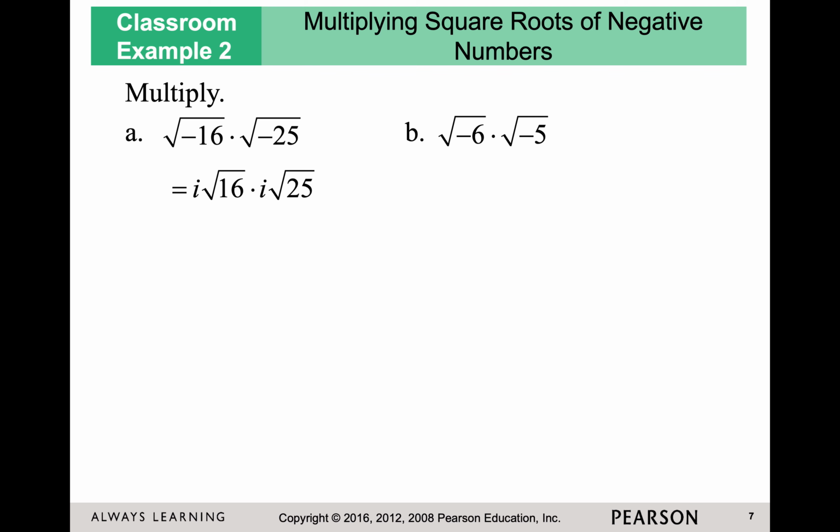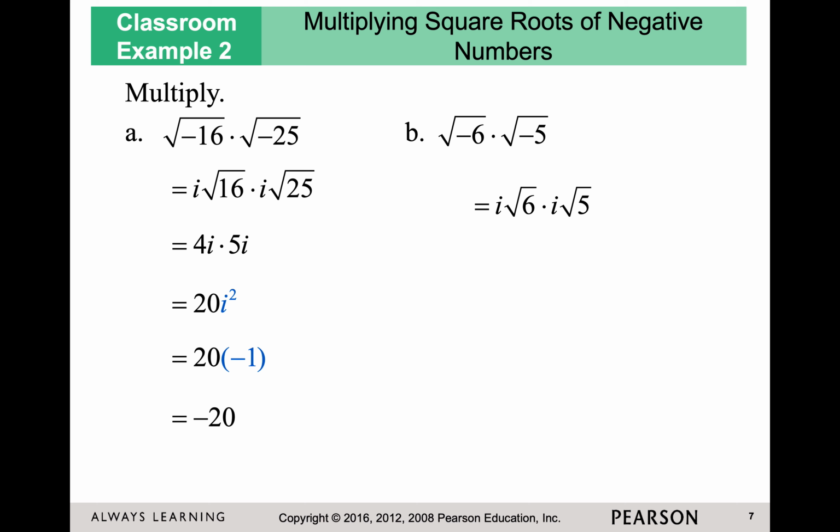So this would be I times I. Then I'm going to take the square root of 16, which is 4, square root of 25, which is 5. I'm going to multiply those together. Now, I times I is I squared, and this is where you have to remember. I squared is negative 1. So it becomes negative 20.